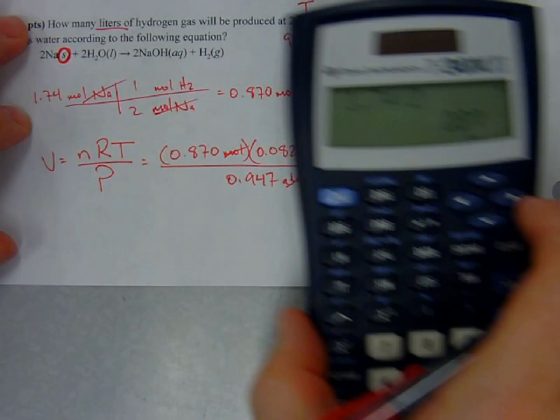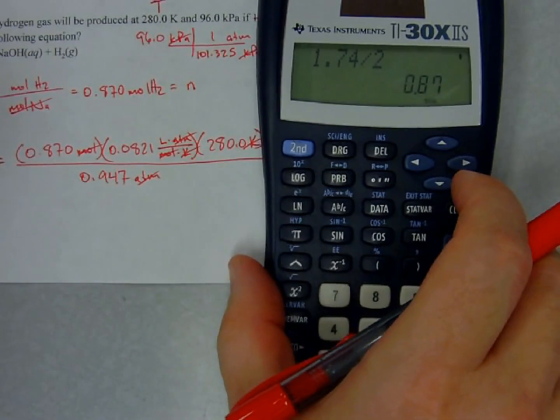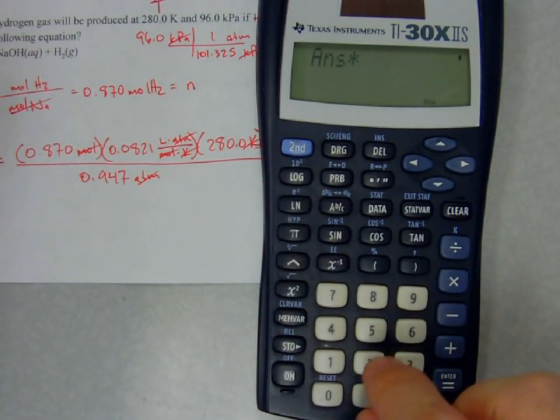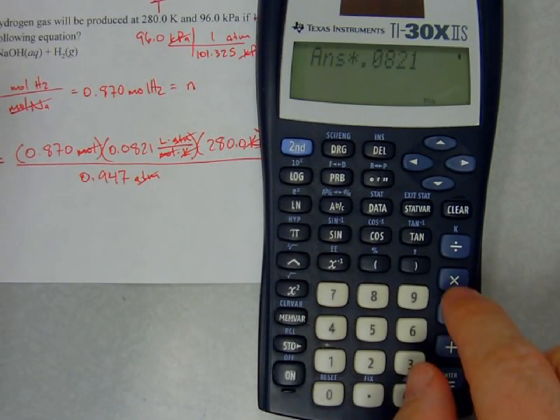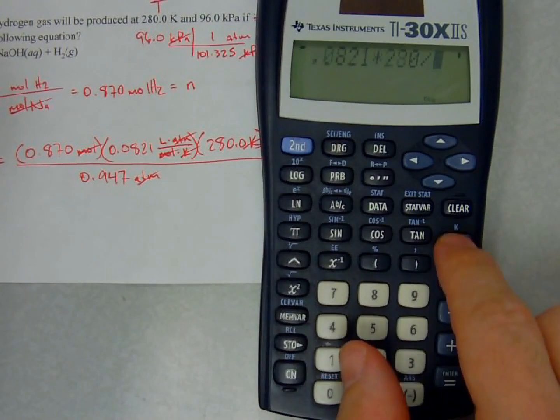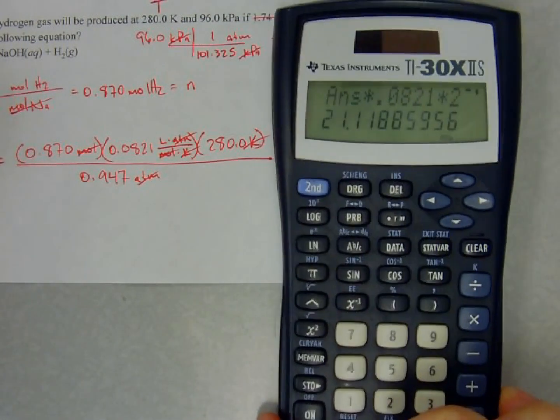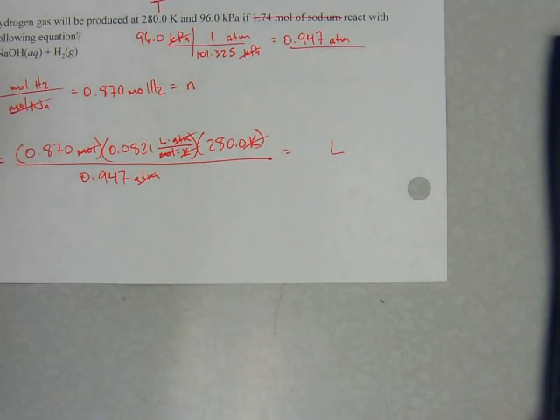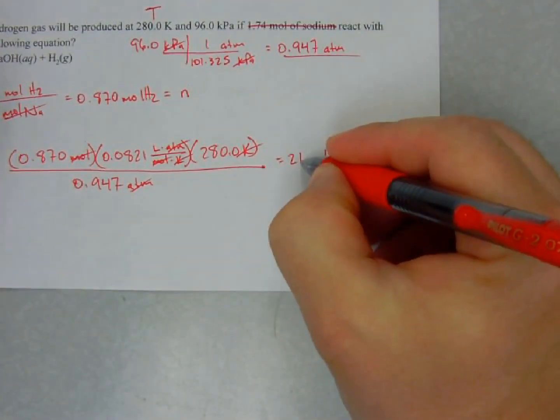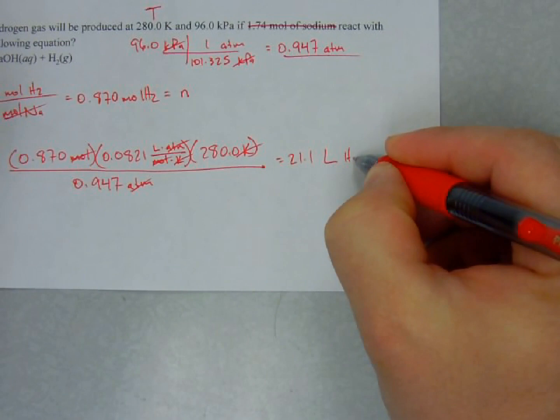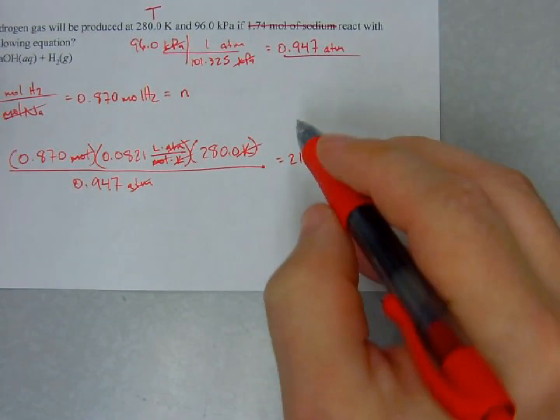And let's see what numbers we got. Let's do a calculation here. So 0.870 times 0.0821 times 280 all divided by 0.947. To 3 sig figs, 21.1 liters of hydrogen.